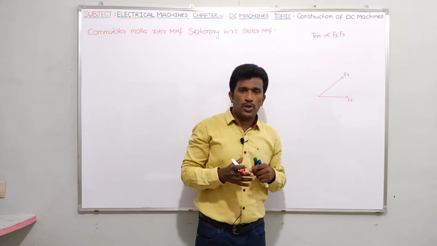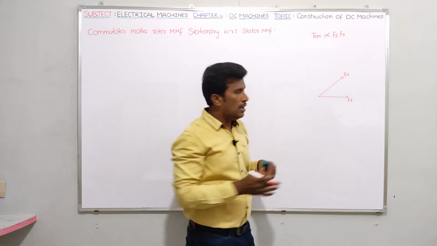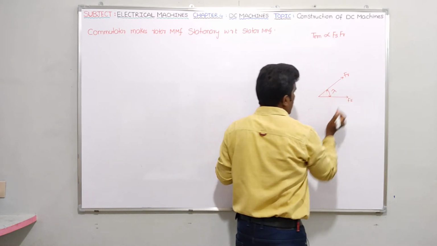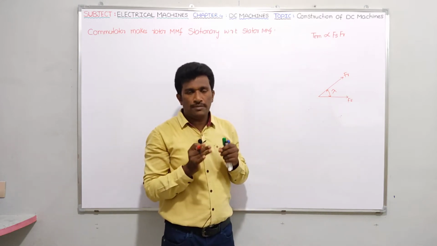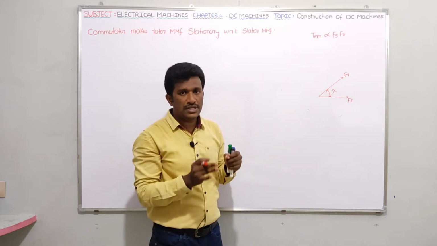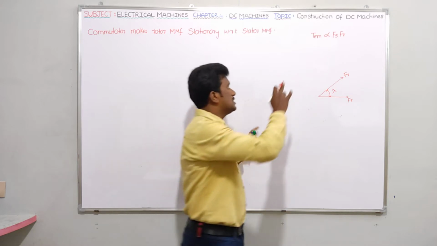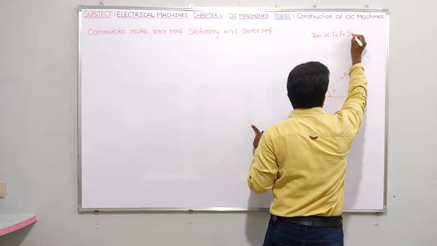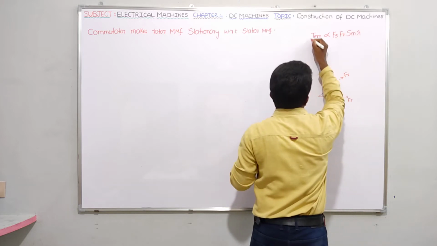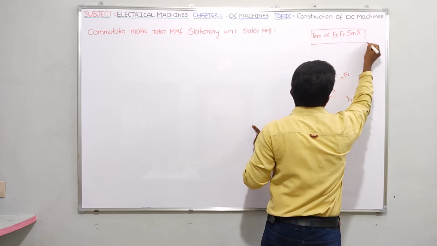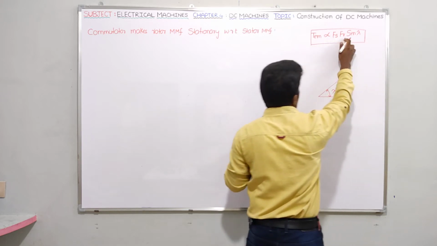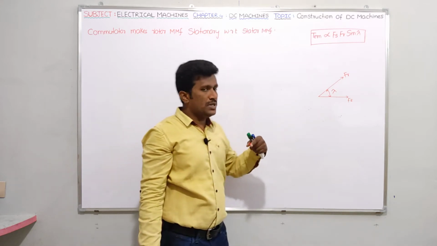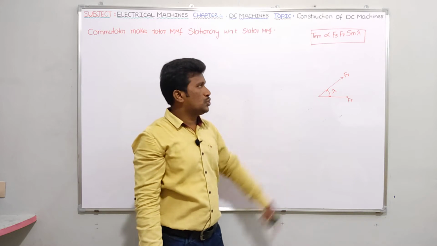Though relative speed between 2 mmfs should be equal to 0, there should be some time displacement angle lambda between Fs and Fr. That means Tm is proportional to Fs Fr sin lambda, the relation we have. So this is the relation for electromagnetic torque. So for production of electromagnetic torque we need 2 mmfs, the relative speed between the 2 mmfs should be equal to 0, and there should be some time displacement angle between the 2 mmfs.